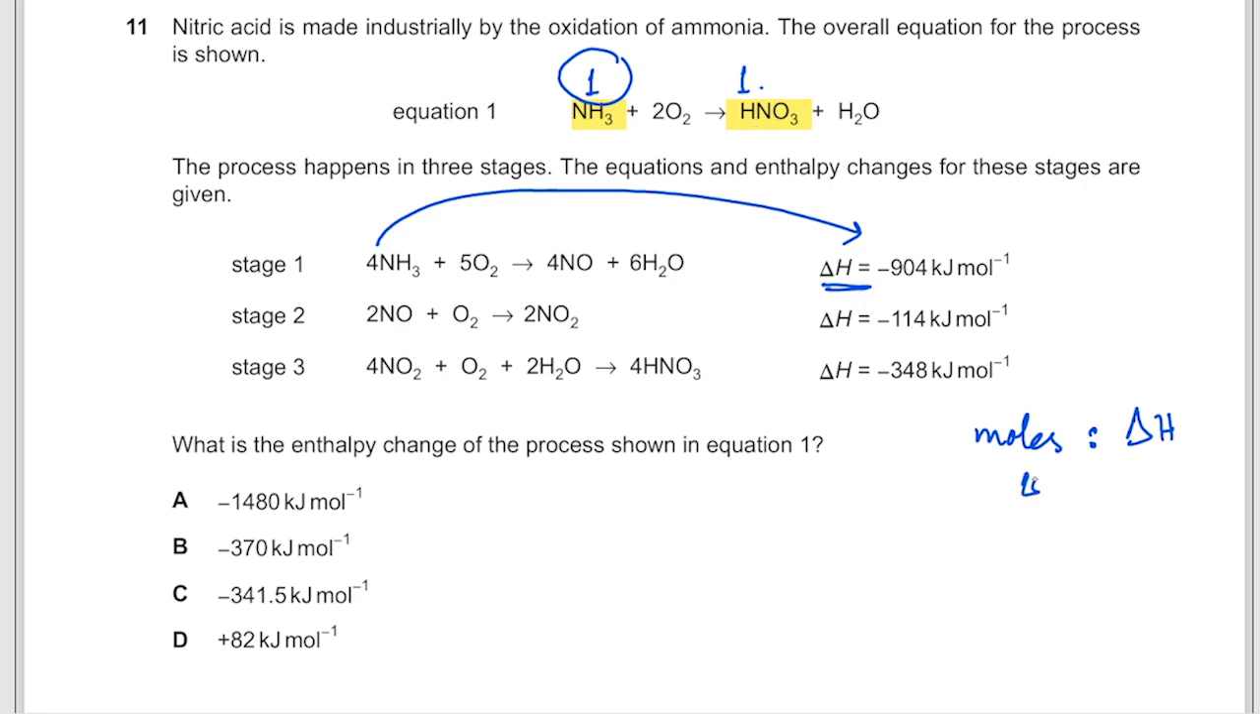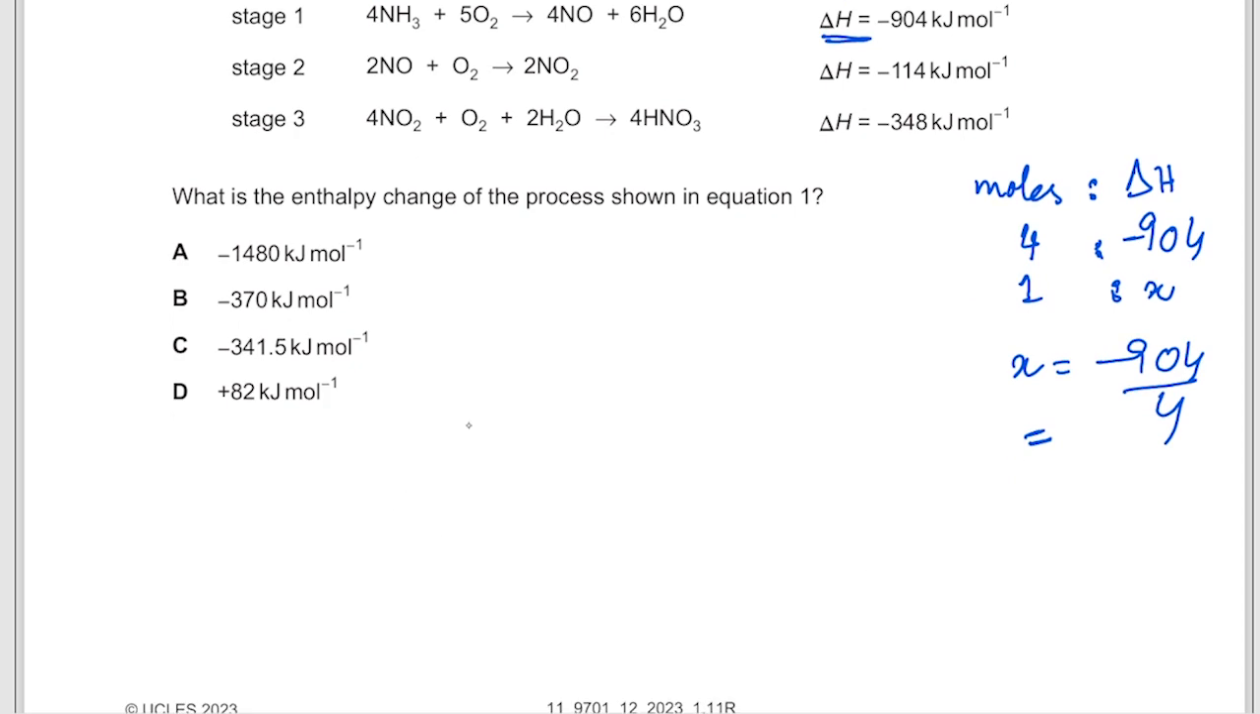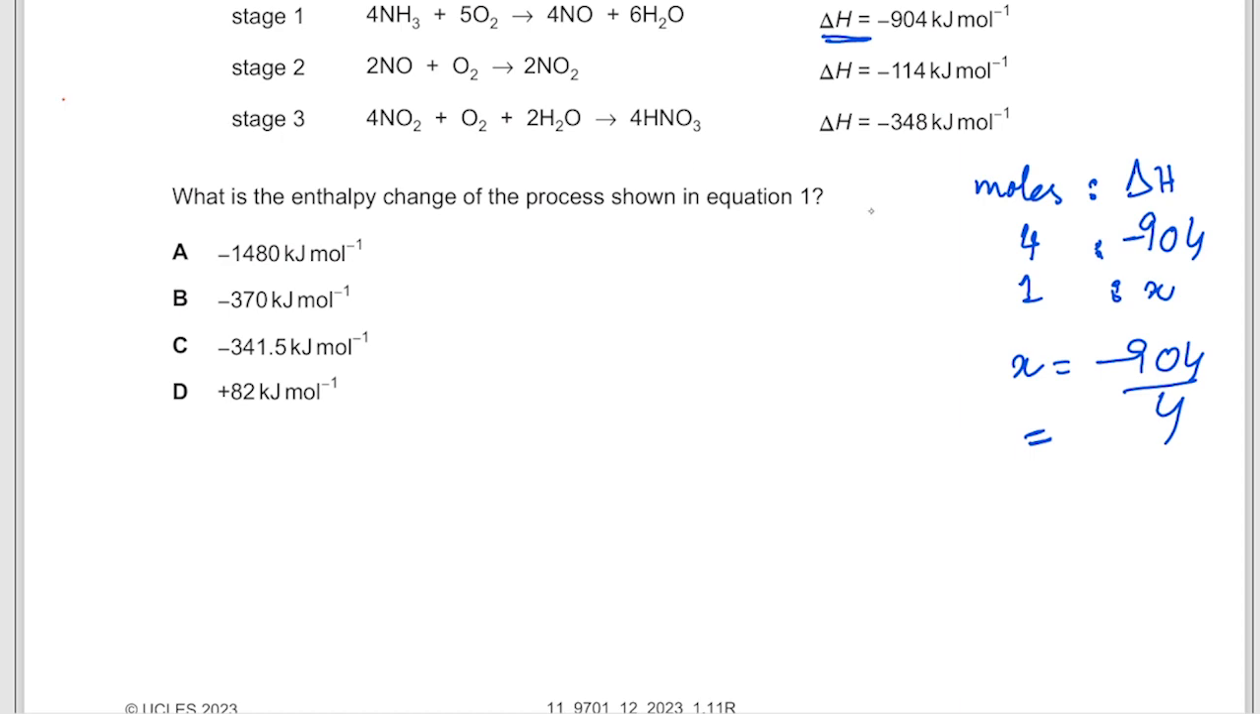So if 4 moles produce minus 904 enthalpy change, how much will there be for 1 mole? You will get the answer if you divide the value by 4. What is the answer? Quickly take the calculator, beta. Yes, ma'am. Next part we will do with this stage 1. Stage 1 we have got the answer.